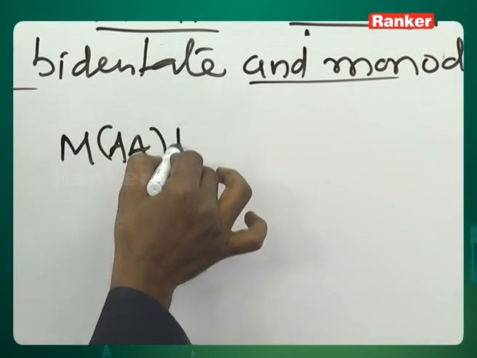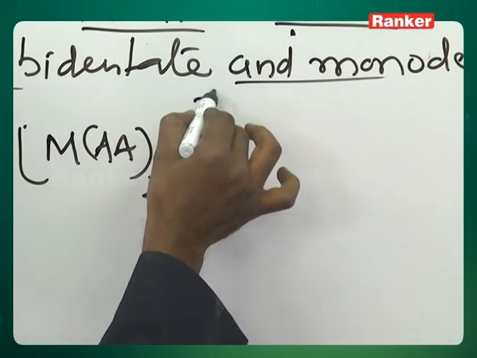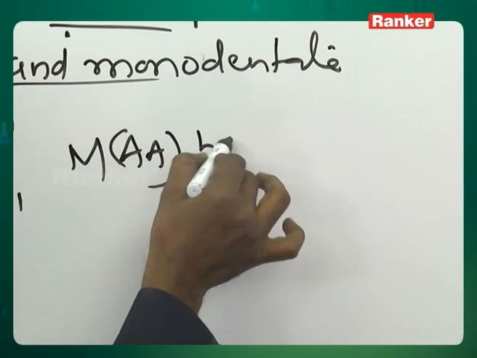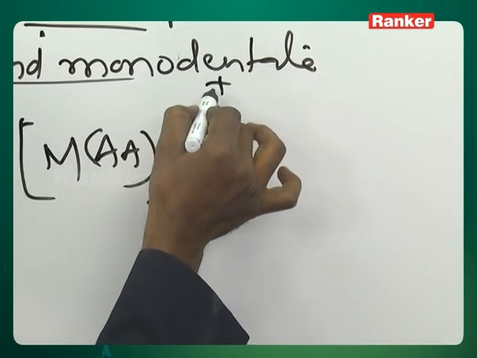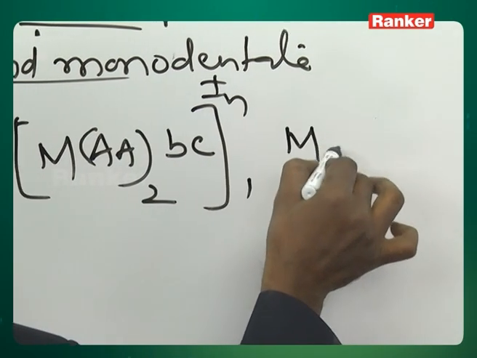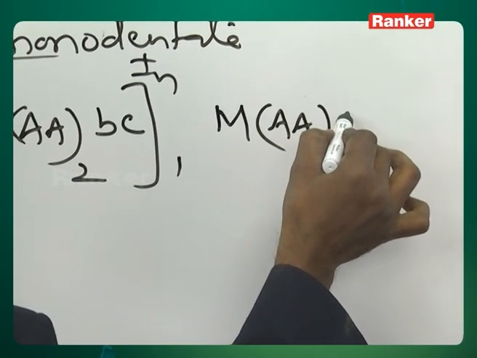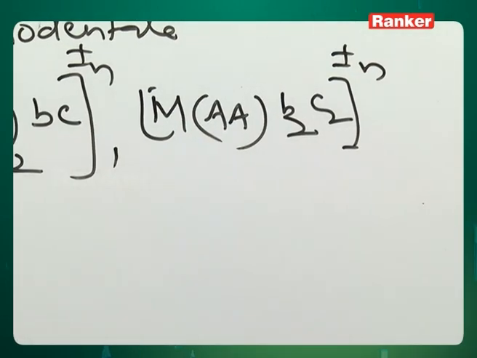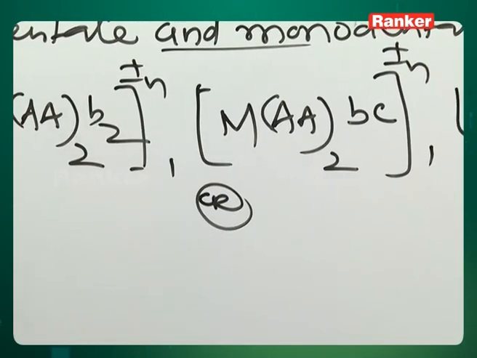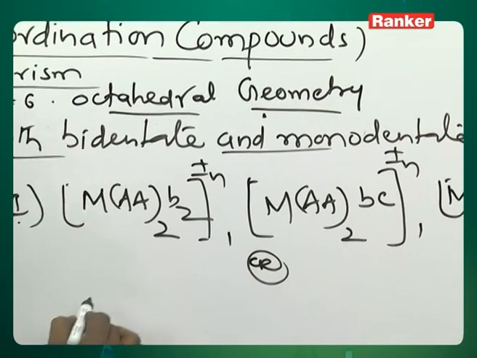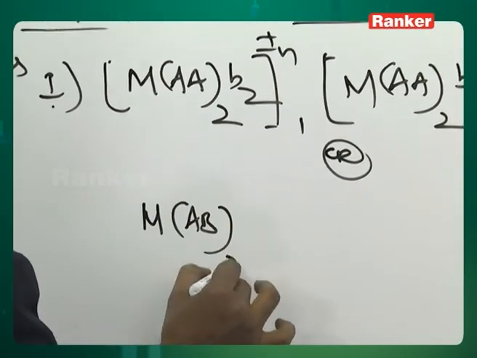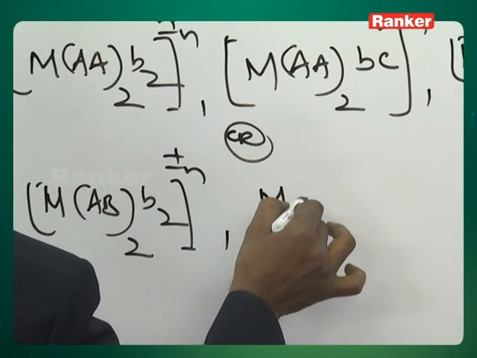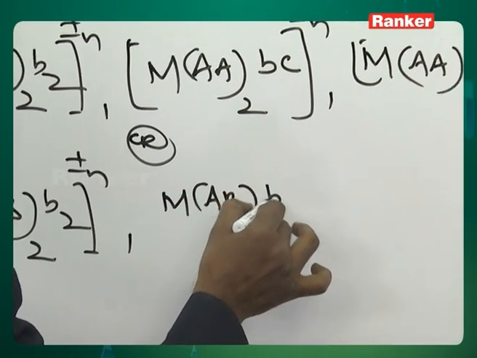Bidentate and monodentate: M(AA) taken twice, B2, or BC; M(AA)B2C2, plus or minus. Next, instead of taking AA symmetric, you can also take an unsymmetric bidentate. Yes, M(AB) taken twice, B2, plus or minus; M(AB) taken twice, BC, plus or minus.